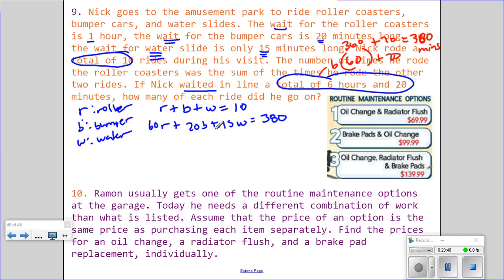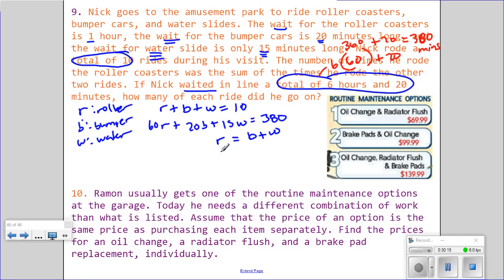It also mentioned that the number of times he rode the roller coasters, so R, equals the sum, and sum means addition, of the times he rode the other two rides. So sum of bumper plus W. So there's our three equations for our three unknowns.